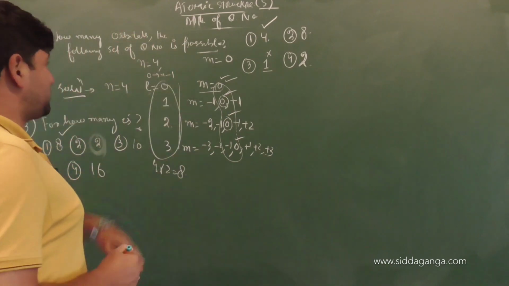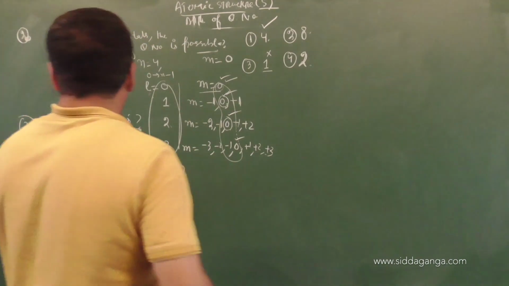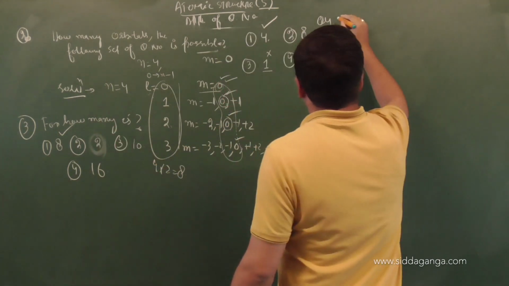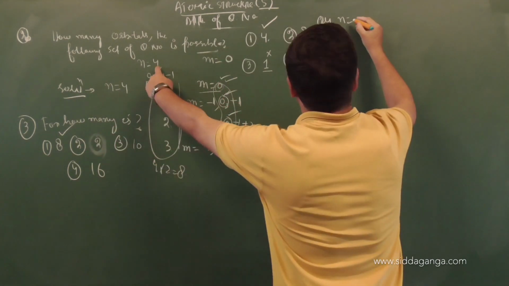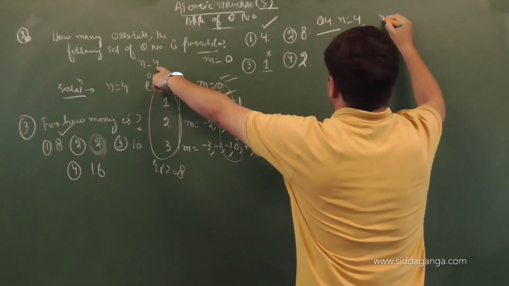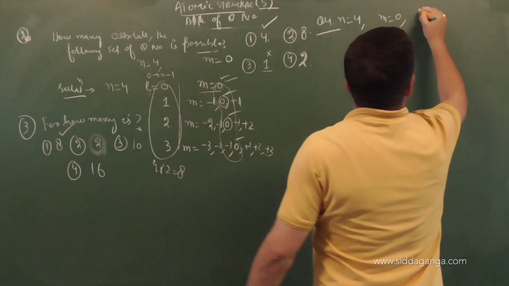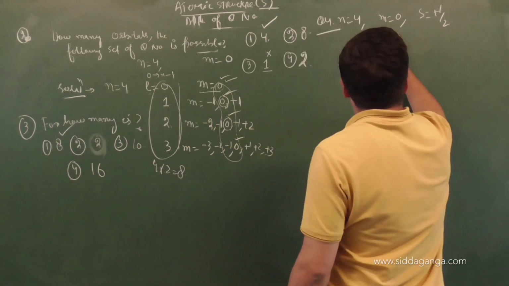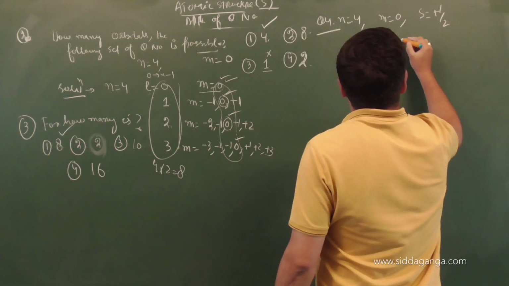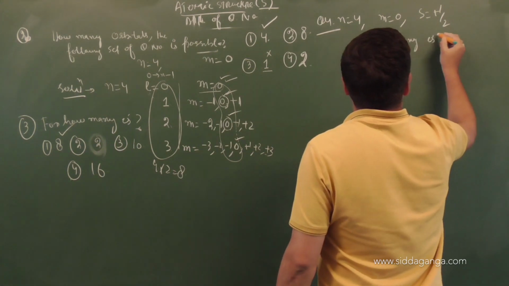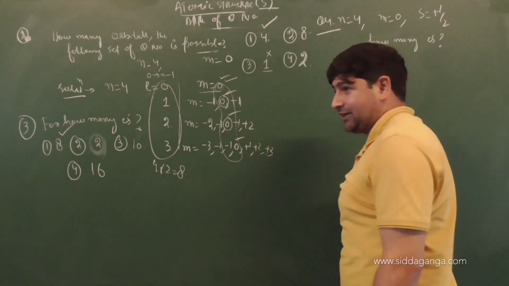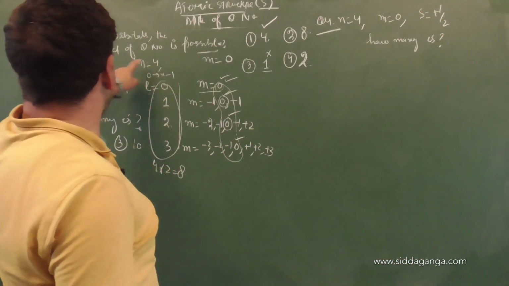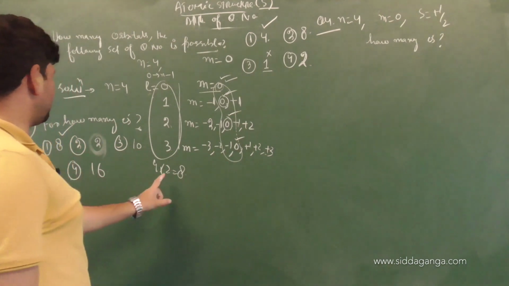Okay, let me change this question further. Same question. Question number 4. From the same, if n equals 4, m equals 0, s equals plus half, for how many electrons is it applicable? A while earlier, I had been given n and m. So how many electrons was it applicable to?